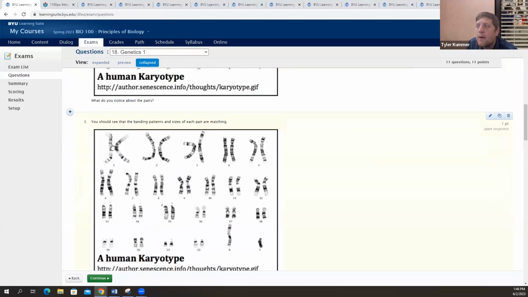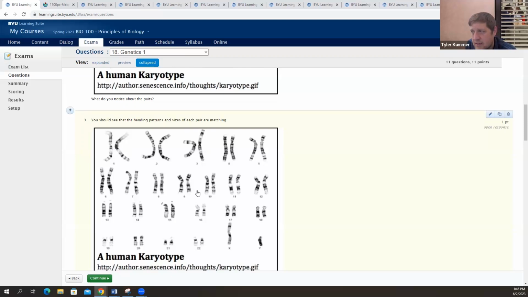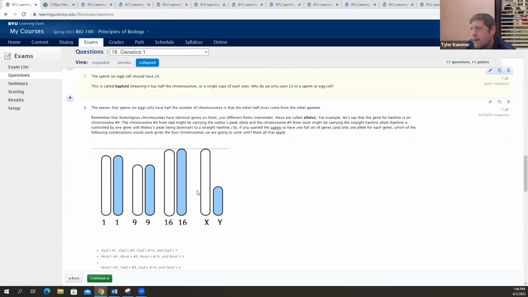So these are homologous chromosomes because they have the same genes, but they are not sister chromatids because they're not exactly identical. Even if they were, we wouldn't call them sister chromatids. We'll come back to that term in a minute.